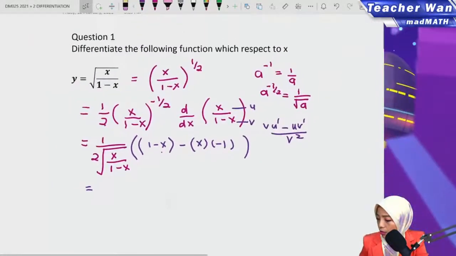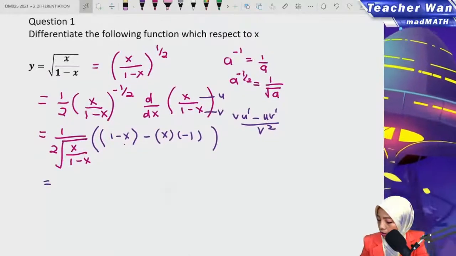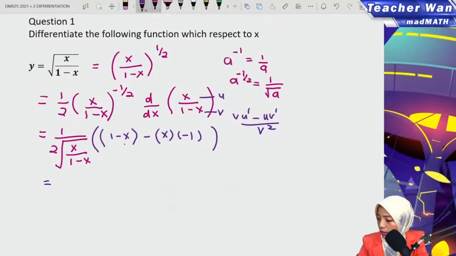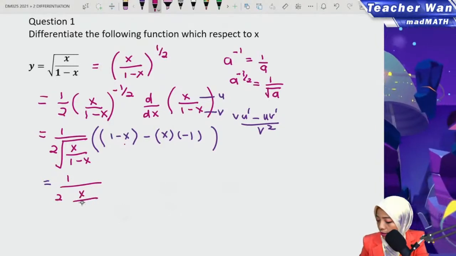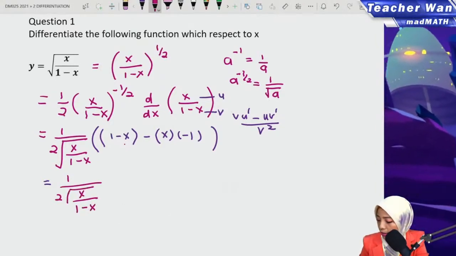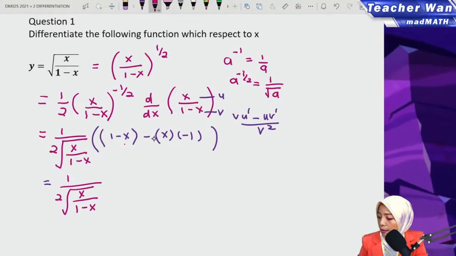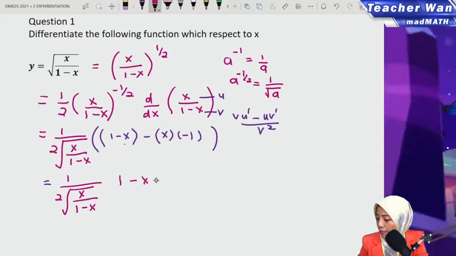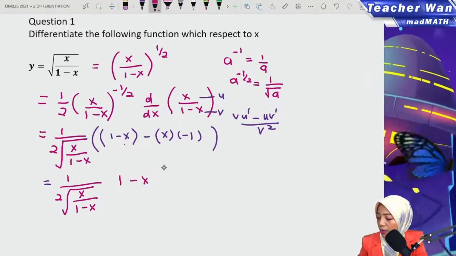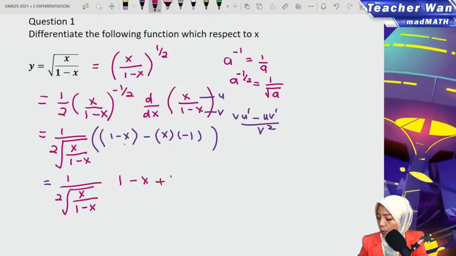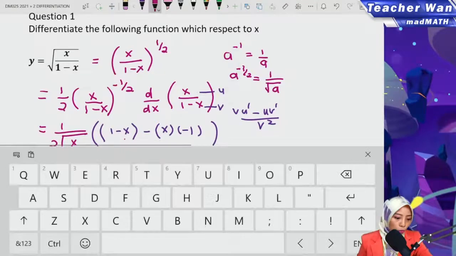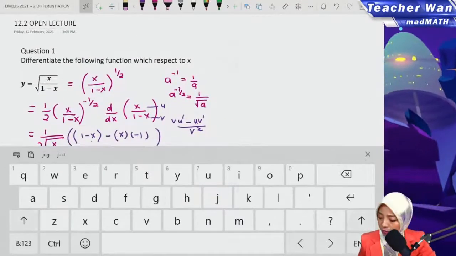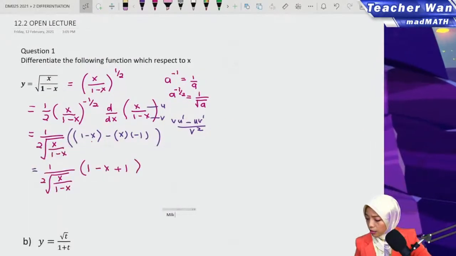Okay, we zoom out a little bit here. All right, so we solve this. 1 over 2 surd x over 1 minus x. So this 1 minus x, minus, minus we get plus 1. So 1 plus 1 will give us 2.